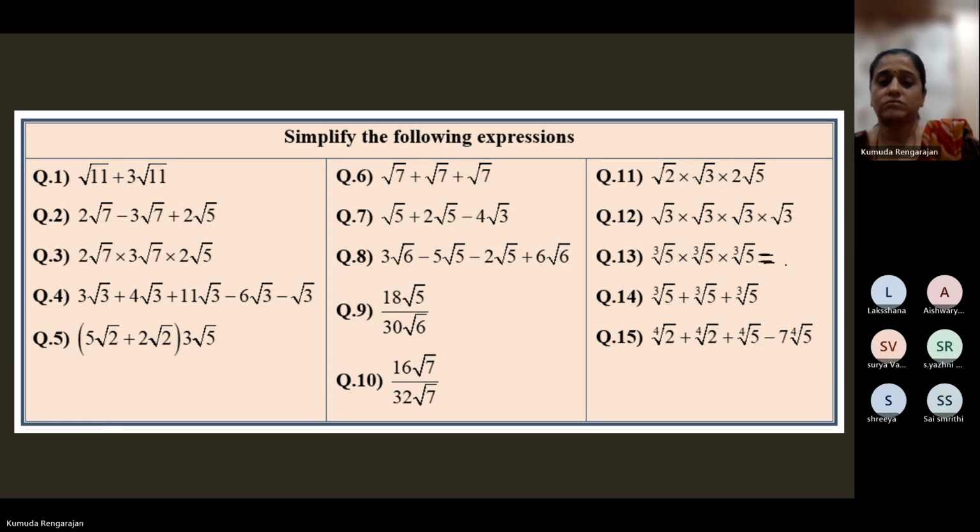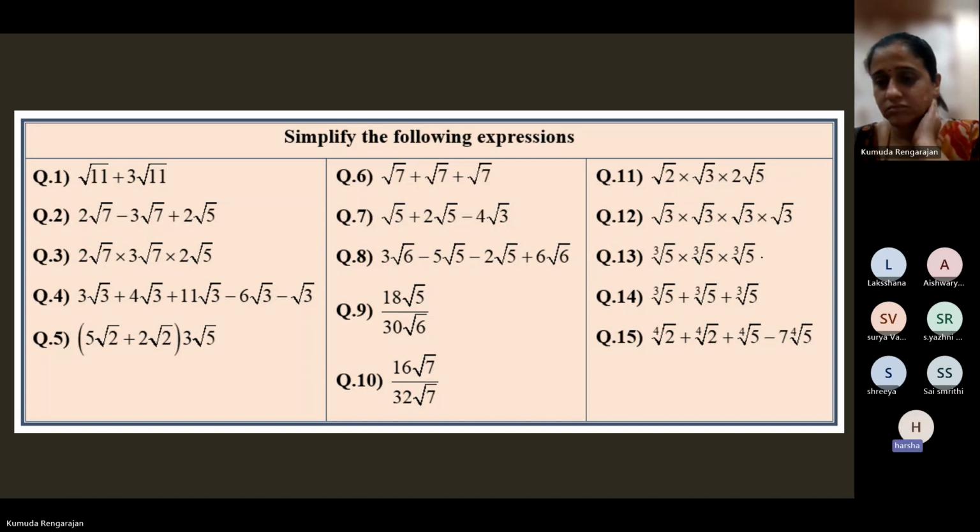3. 3, yeah? No? Shreya? 27 root 125. No. Aishwarya? 5. 5. Steps?